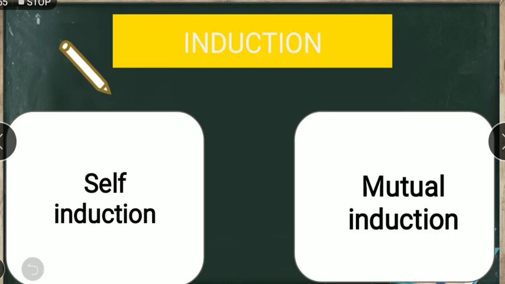induction. Okay, so induction is the phenomenon in which EMF will be induced in one coil due to change in the magnetic flux. We can see the variation of the current in the same coil or in the neighboring coil. Depending upon this, we can classify the induction into two types. One is self induction, another one is mutual induction. Okay, self induction and the mutual induction.